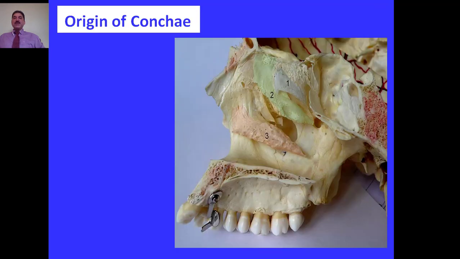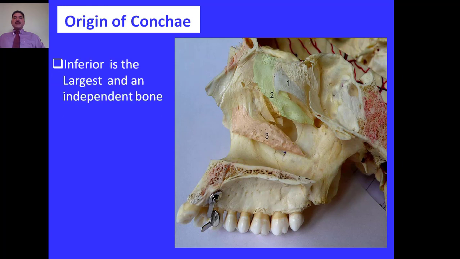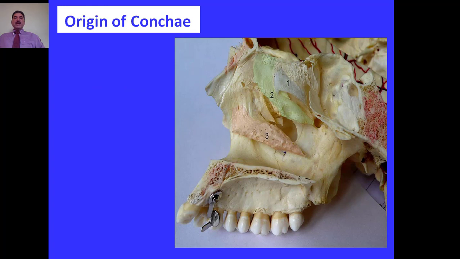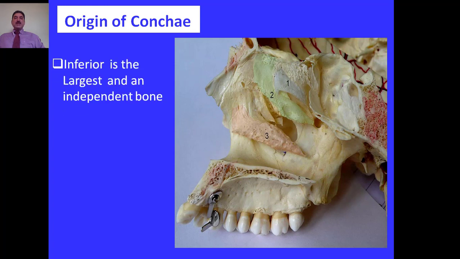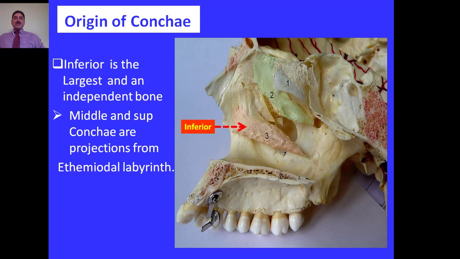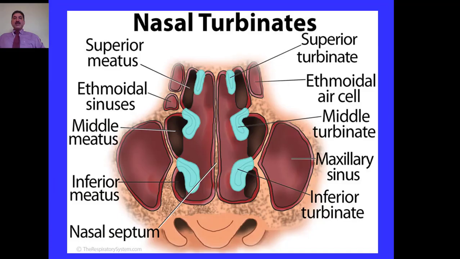Now, where do these turbinates or conchae originate from? There are three conchae: superior, middle, and inferior. Inferior concha is the largest and an independent bone. Middle and superior conchae are projections from the ethmoidal labyrinth, the superior concha being the smallest of the three. These bony projections lined by mucosa are called the turbinates.